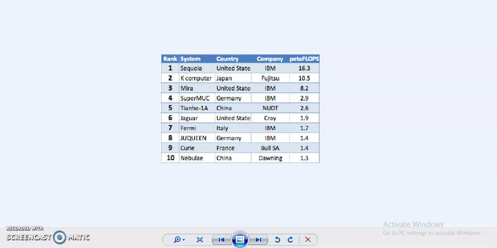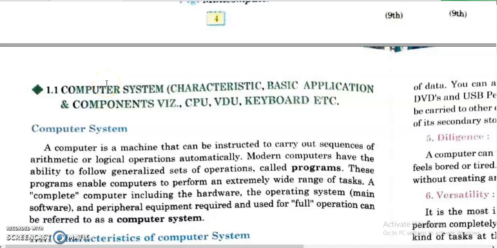So these were the different types of computers according to categorization, according to working. We have studied the types of computers, and these were microcomputer, minicomputer, mainframe computer, and supercomputer. I hope you must have learned something and understood something.